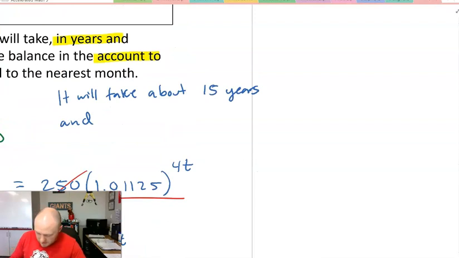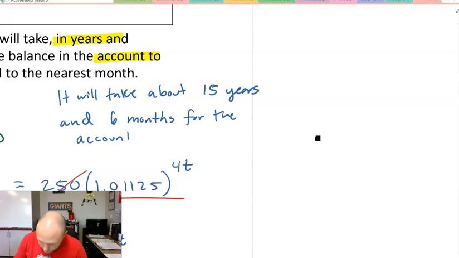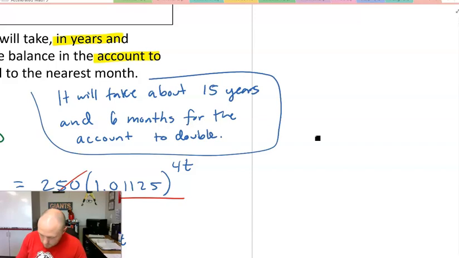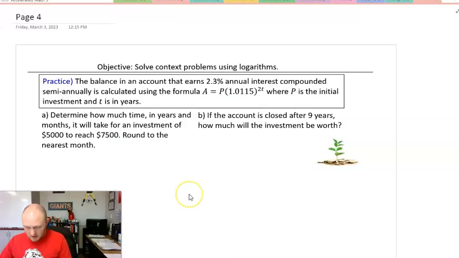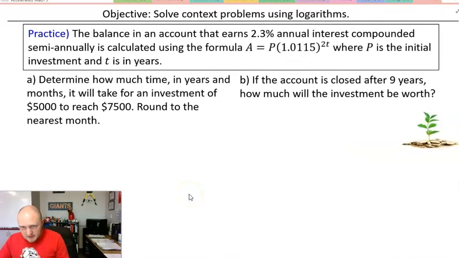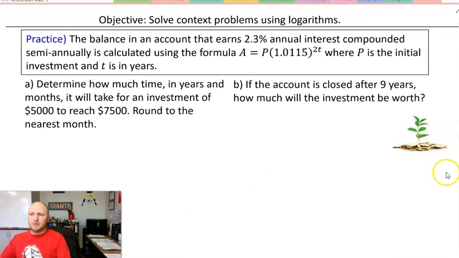All right, so going back up here to our answer, it will take about 15 years and 6 months for the account to double. Okay, so here is the next example. It kind of mirrors that one. Here's a practice problem. Please go ahead and pause this. I want you to answer these 2 questions relating to this example. I'll show the solution here in a moment.